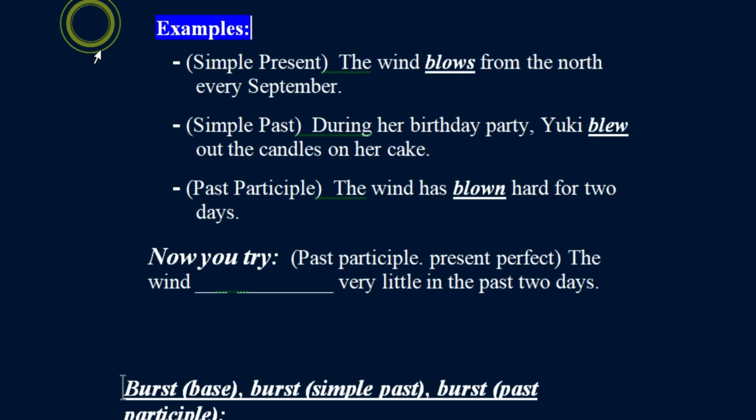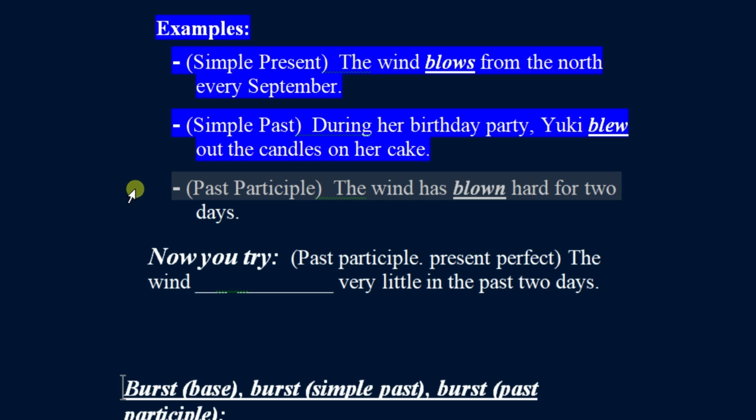Examples. Simple present. The wind blows from the north every September. Simple past. During her birthday party, Yuki blew out the candles on her cake. Past participle. The wind has blown hard for 2 days.